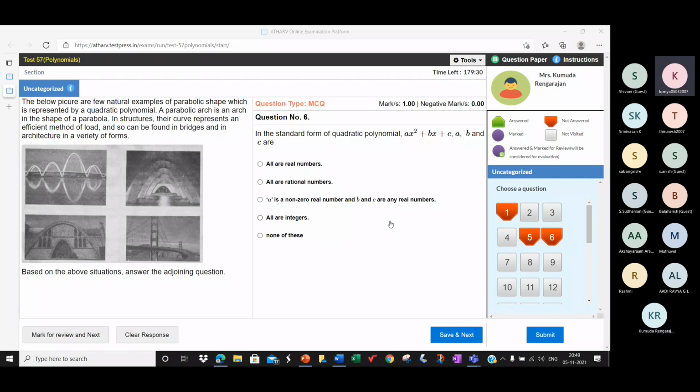Ma'am, A is a non-zero real number and B and C are any real numbers. Yeah, 1 minute. I'm just trying to, just a second. Yeah, I think I'm in the right question. I was just trying to check if I was in the right question. Yes.